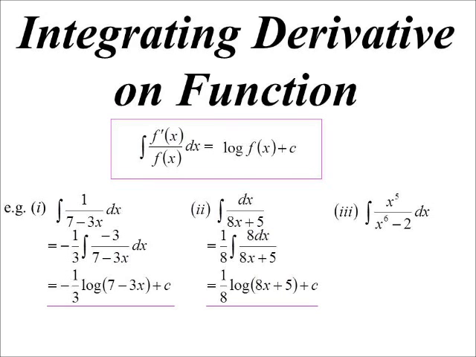Order 6 on the bottom, but order 5 on the top. So again, I've got that situation where the top is 1 less than the bottom, so I'm looking at a log function. The derivative of the bottom would be 6x to the power of 5. I've only got 1x to the power of 5, so let's balance that out. We'll make it 6 on the top, but then I'll need to multiply it by 1/6 out the front. And now I've got derivative on the function, so it'll be 1/6 the log of x to the 6 minus 2.